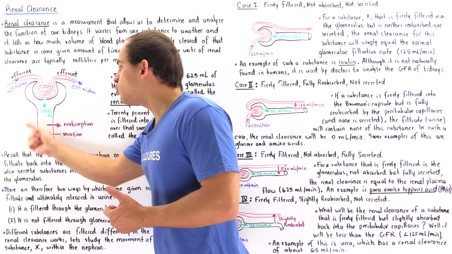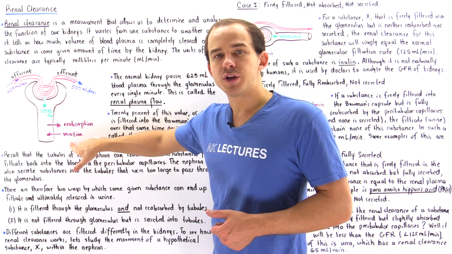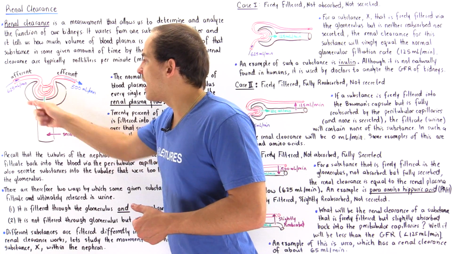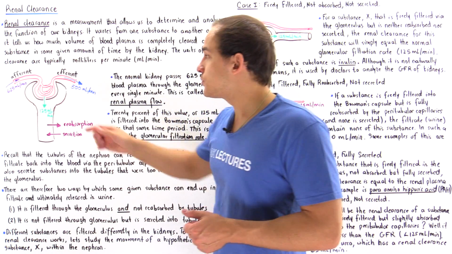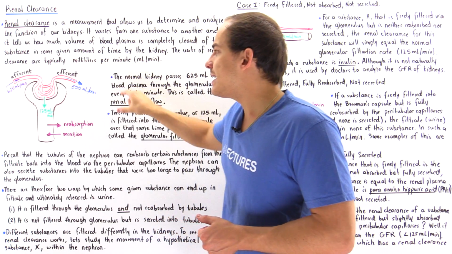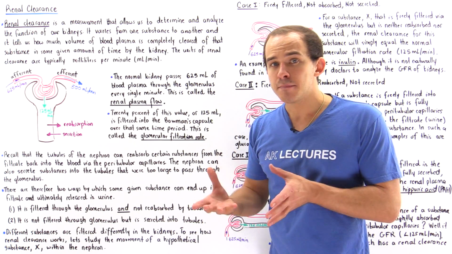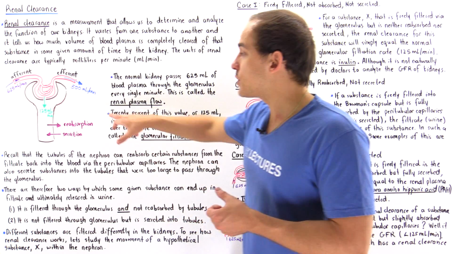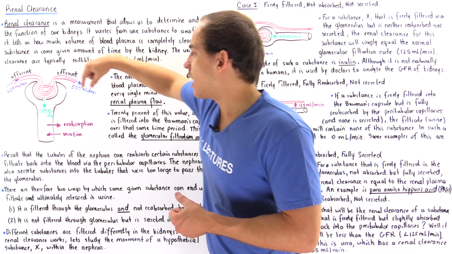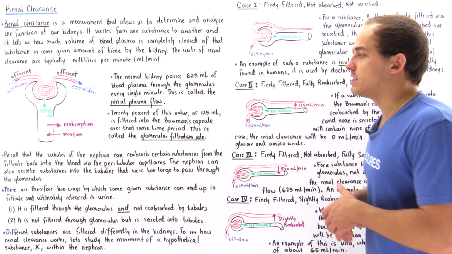Now, within the tubular section, we also have reabsorption and secretion taking place. The rest of that blood plasma that is not filtered travels into the efferent arteriole that then enters our peritubular capillaries, and these are the capillaries where we have reabsorption and secretion taking place between the blood capillaries and our tubules of the nephron.